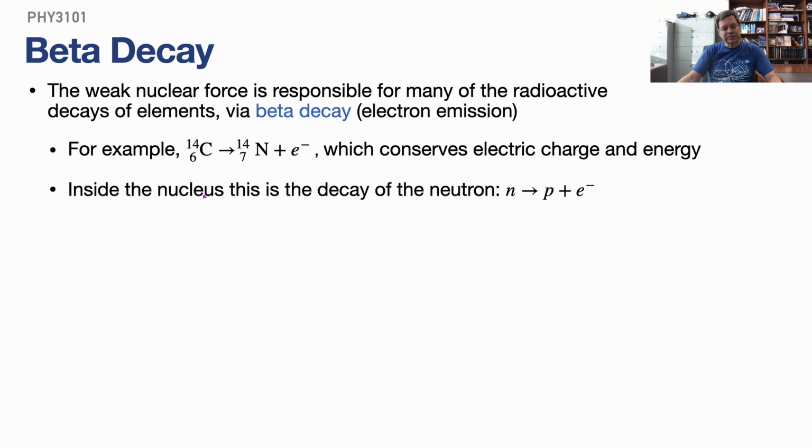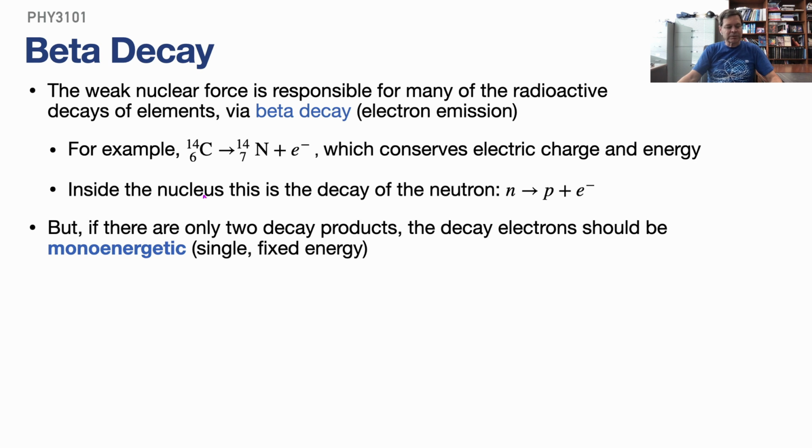Inside the nucleus, this is just the decay of the neutron in the carbon nucleus to a proton plus an electron. So it doesn't change the atomic mass, but it does change the atomic number from 6 to 7 because we've increased the proton count by 1. However, there's a subtlety here. The way I've written the reaction, there's only 2 final state particles, the nitrogen nucleus and the electron. And if there are only 2 decay products, the decay electron should be monoenergetic. That is, the emitted electrons have a single fixed energy.